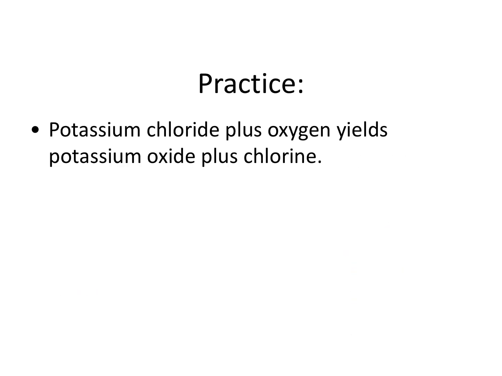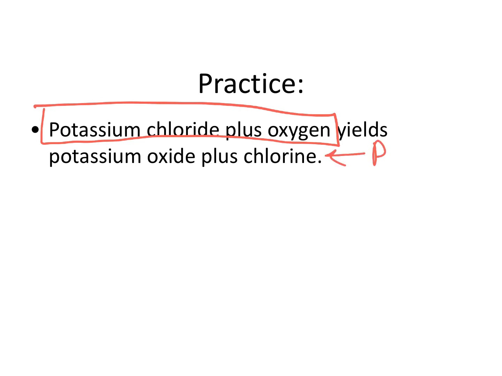So let's try this one together. Our first step is to figure out my products, my reactants. These are my reactants. These are my products. Then we have to figure out if they're ionic, covalent, or an element. So let's go ahead and label those. Potassium chloride is going to be ionic. Oxygen, that's an element. It's also diatomic. Potassium oxide, that's also going to be ionic. I have chlorine, that's an element, which is also diatomic.